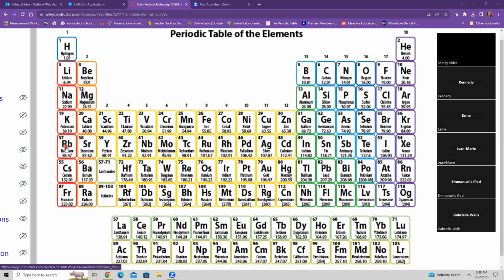And rubidium over here, in red. That'll be an alkali metal. Alkali metals, yes.